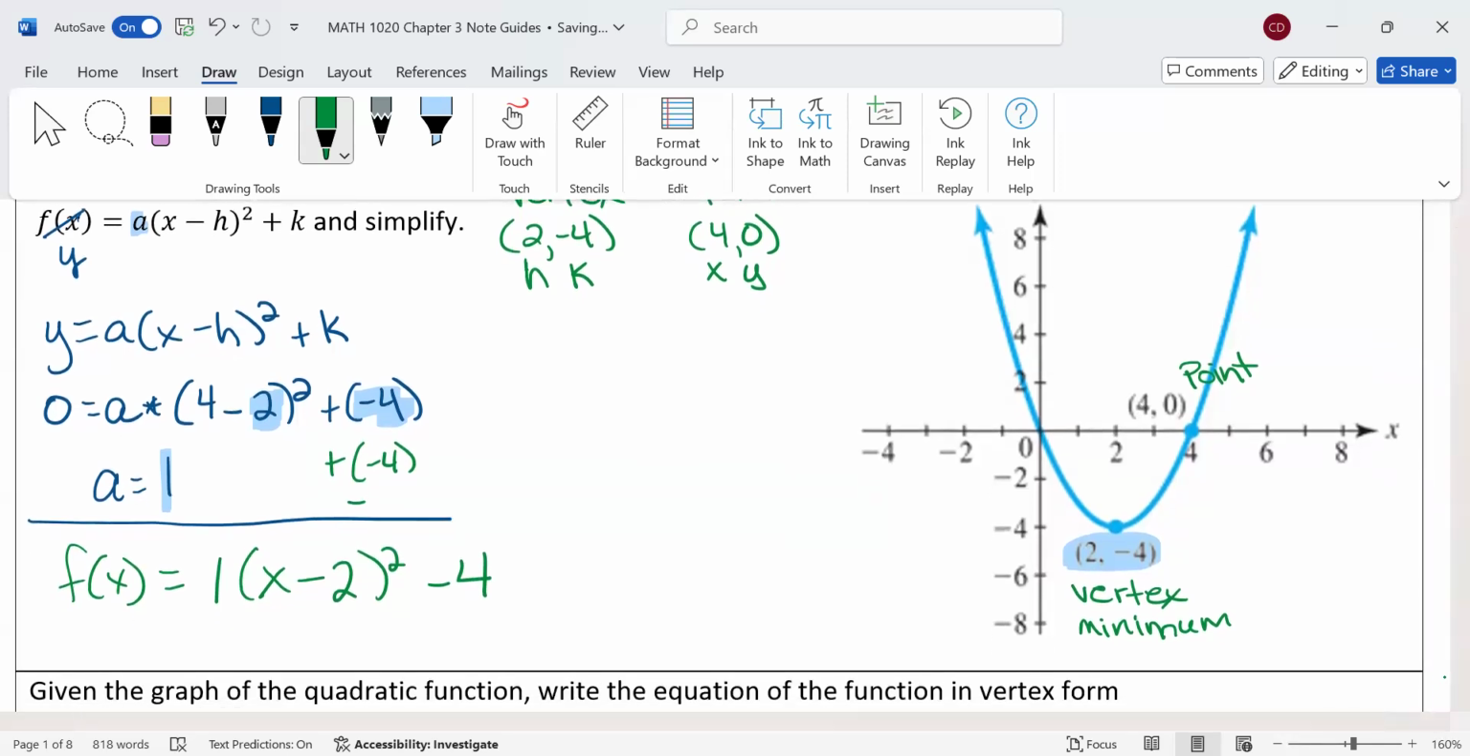The only thing is, if it's a 1, it's understood to be 1. Like, we don't write 1x, we just write x. So we need to pull that out. If it was something like an 8 or a 7, we would leave it out front. But if it's just a single 1, that's implied if there's nothing there.